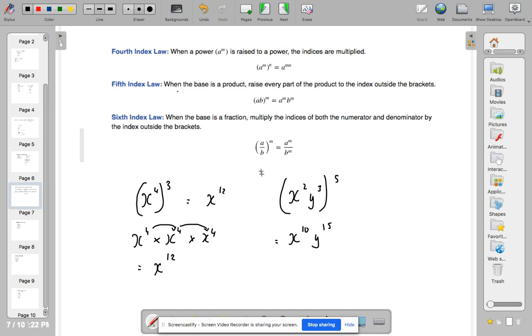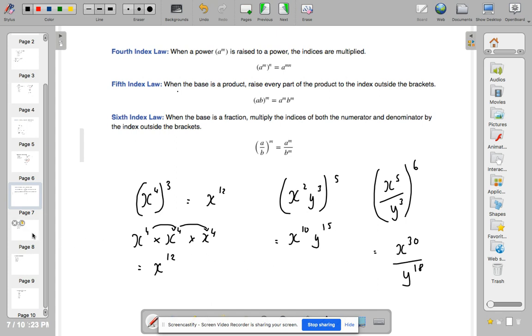The sixth index law is similar, but this time it's in a division situation. So if we had x to the power of 5 on y to the power of 3, all raised to the power of 6, I'll just do that bracket again, raised to the power of 6, multiply the indices on top, x to the power of 5 times 6 is 30, over y to the power of 3 times 6 is 18. So there are some examples of how to use the fourth, fifth, and sixth index law.